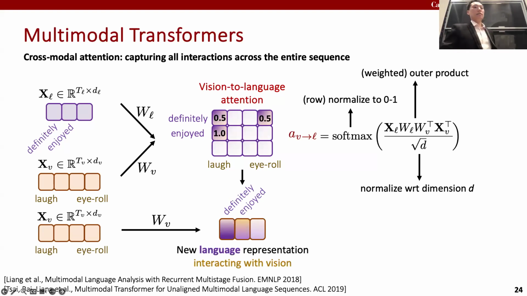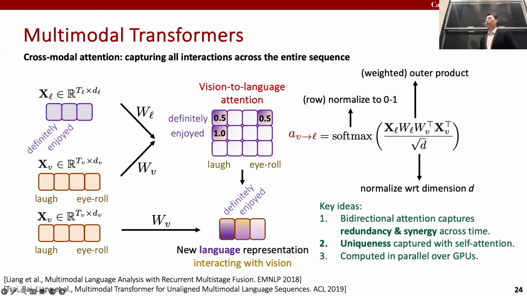And there are several key ideas here, right? First of all, this attention is bidirectional. We saw how we can use this cross-modal attention to learn a new language feature interacting with vision. If you multiply it the other way, you get a new visual representation interacting with language. It's also learning redundancy and synergy. Each of the attention weights can be learning redundant interactions, for example, enjoy with laughter, both indicating positive, and also synergy, for example, definitely and eye rolling, indicating that a person is actually being sarcastic.